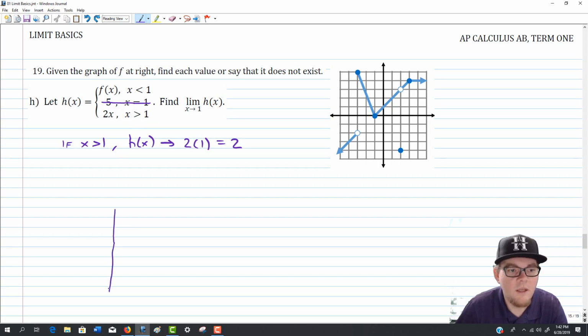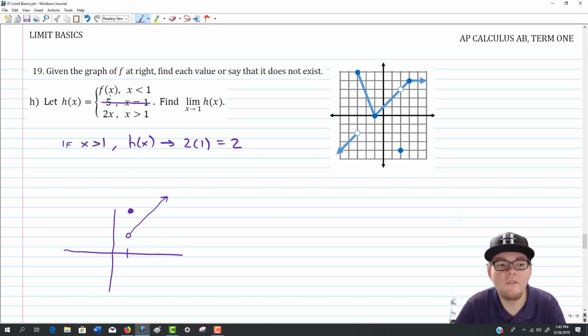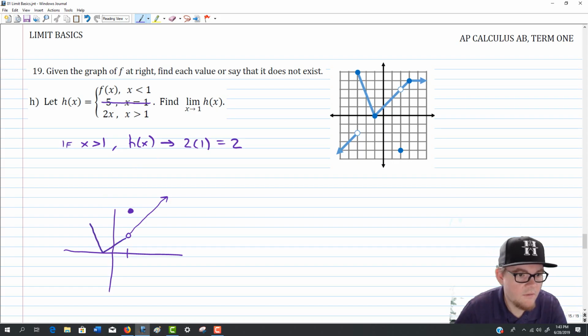So you could almost imagine we could graph this picture out. So here's x equals 1. It says 2x, so there's what's happening. And of course, we do have that 5 that's in there. Likewise, the function h of x is f of x when x is less than 1, which means if we look at our picture here, we could actually sketch what the rest of this looks like. So there is the graph of h of x that we're looking at.